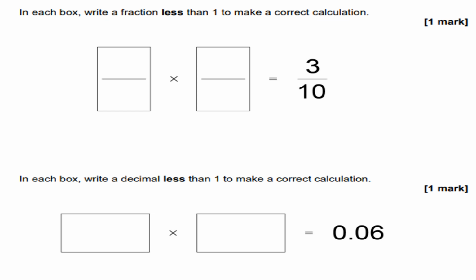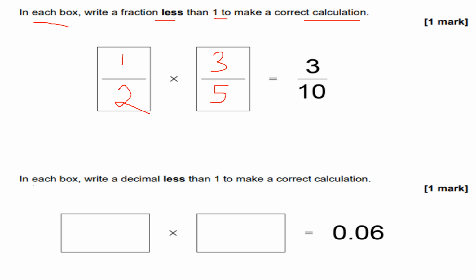Okay, guys, so another exam style question. In each box, write a fraction less than 1 to make the calculation correct. The point here is the number has to be less than 1. So I'm essentially multiplying a fraction by another fraction to equal 3/10. It would have to be 1/2 times 3/5, or 3/5 times 1/2. 1 times 3 is 3, and 2 times 5 is 10. So that's the answer for that one.